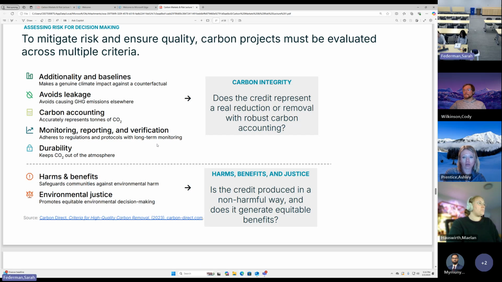So monitoring, reporting, and verification. Now we say measurement in front of that, so it's MMRV. This is asking, am I using the best available science or best practices to reliably, reproducibly, and transparently measure what is happening in my project through time? And then, am I adhering to regulations and protocols to do that?